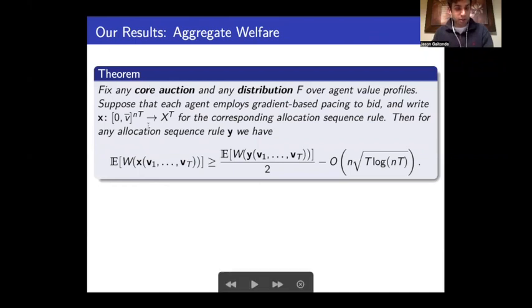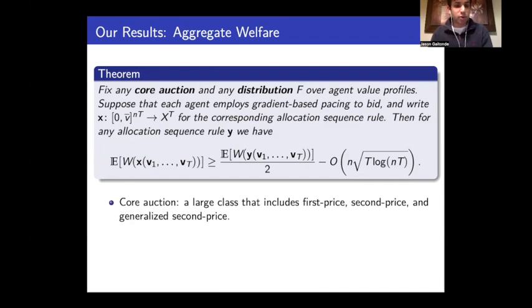And let's write X to be the corresponding allocation rule that would be obtained if all agents use this gradient-based pacing. So in particular, this X is going to be a random variable because it depends on the realization of values drawn from this capital F. What we show, though, is that if you take any other allocation rule Y, we have the following guarantee. The expected liquid welfare obtained through this gradient-based pacing by all the advertisers is going to be at least a half of the expected liquid welfare obtained under this completely arbitrary allocation sequence Y, up to some sublinear term. So in particular, what we're saying is that this gradient-based pacing is attaining at least a half of the best possible liquid welfare that could be obtained for the realized sequences of values in expectation.